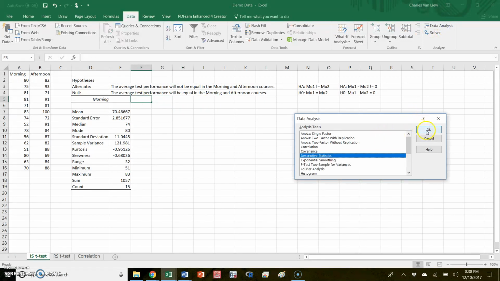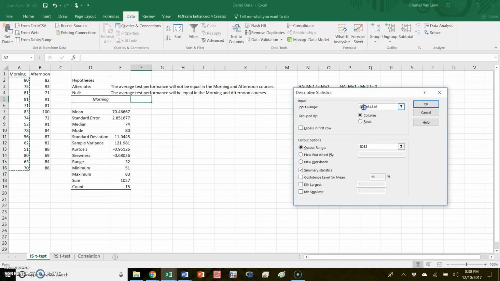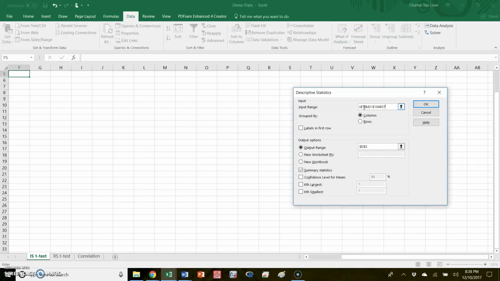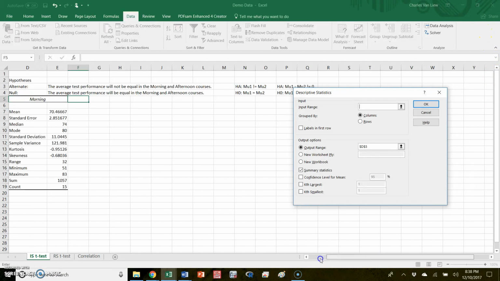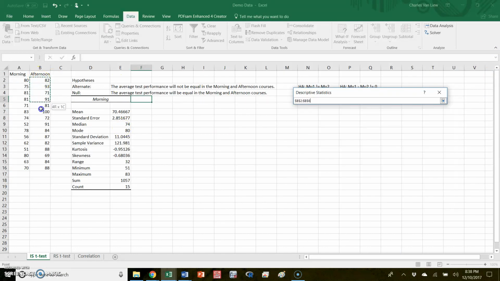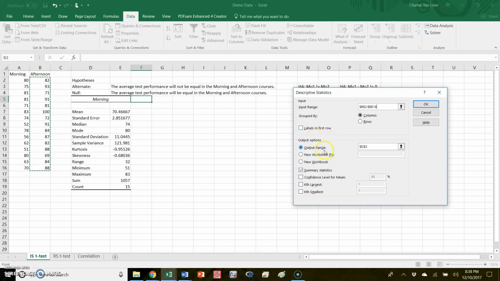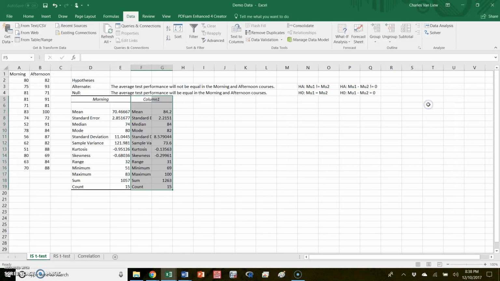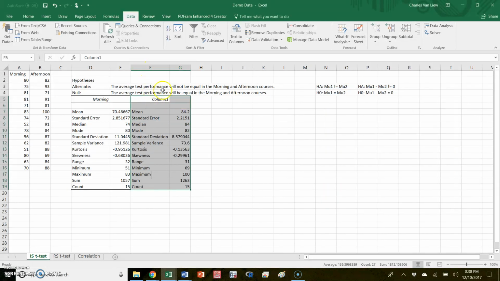So we go back to data analysis, descriptive statistics. We change this A reference to now be for column B. My keyboard's being fickle. All right, so we're going to change the A reference to column B. Our output range, we're going to move over a couple to F5, excuse me, and summary statistics again. So right next to it here, we get our additional set of output, and this is for the afternoon.